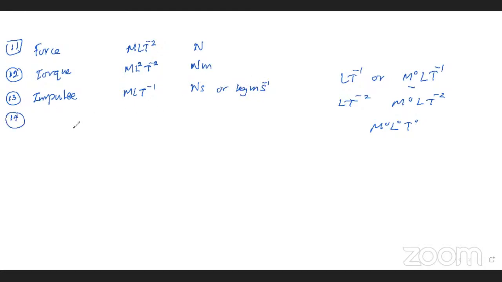14th one, pressure. Pressure is force divided by the area. So it becomes ML minus 1 T minus 2. So its unit is Pascal. In some cases, we can write it as Newtons per square meter.